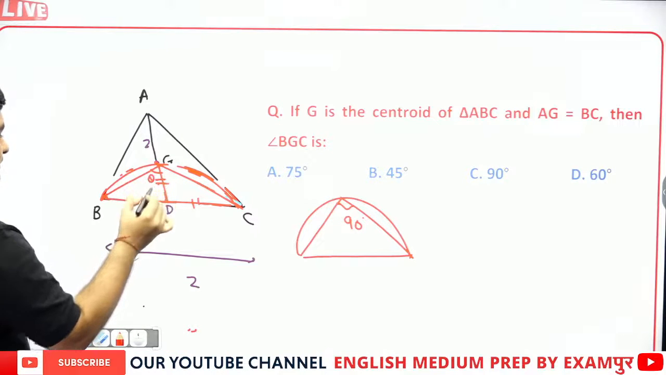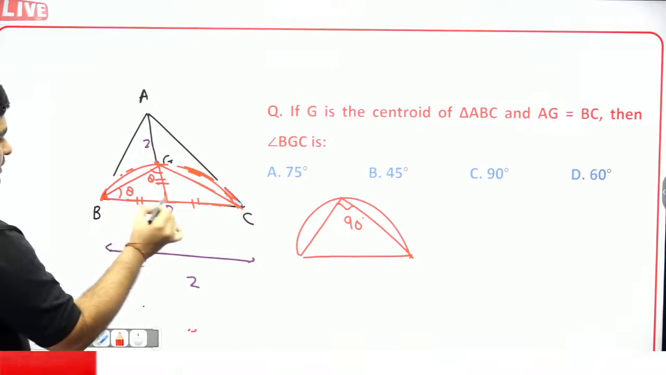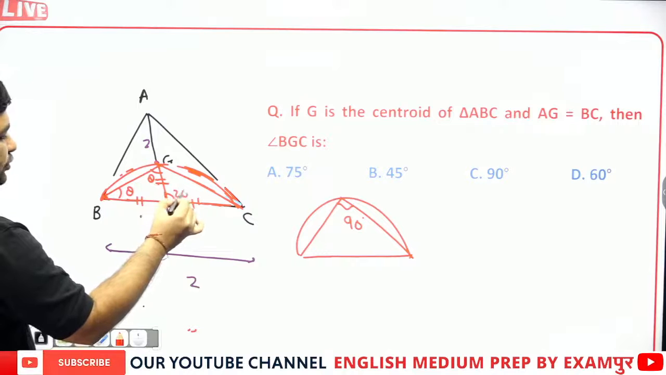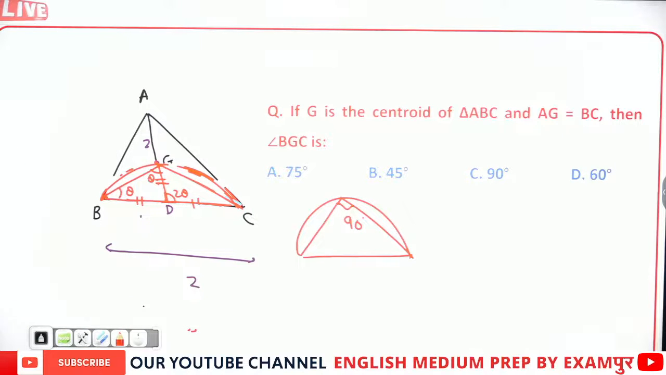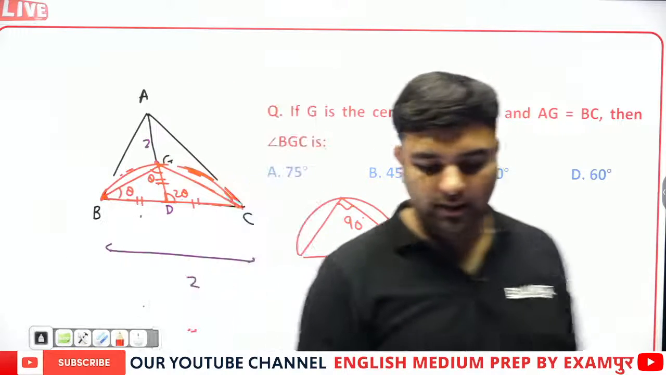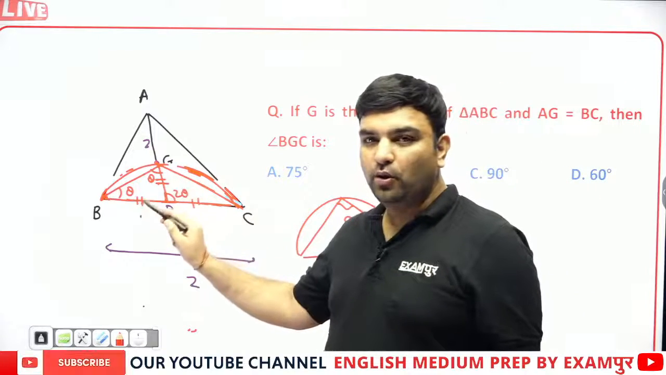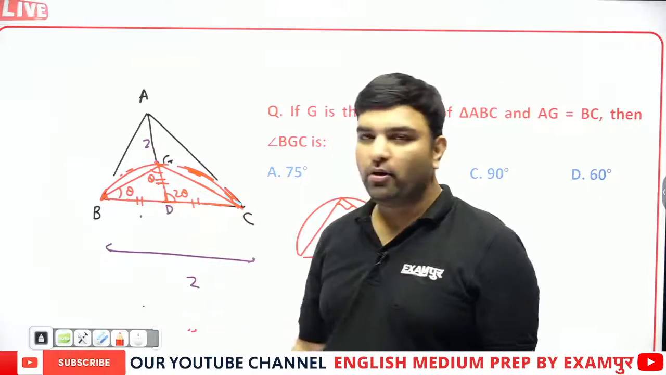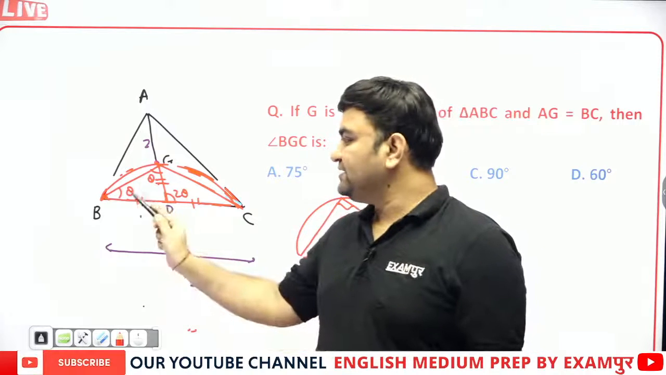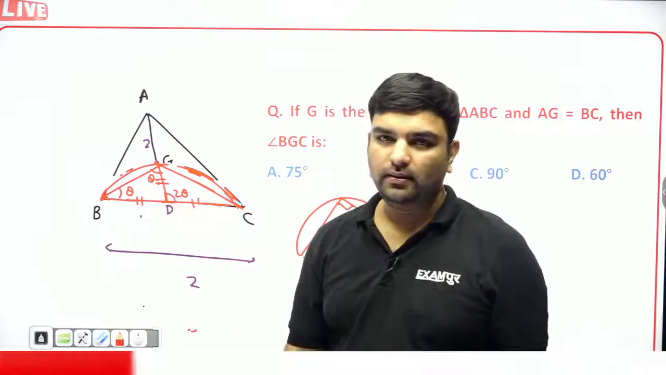Assume it is theta. This is also theta. So the external angle is 2 theta. These two sides are equal, so the angles opposite to them are also equal: theta, theta. If this is theta, this is theta, this is 2 theta.